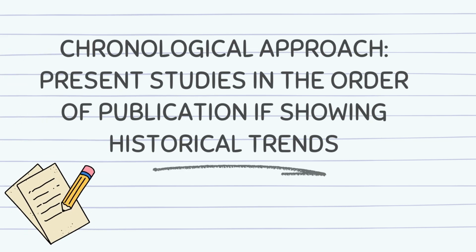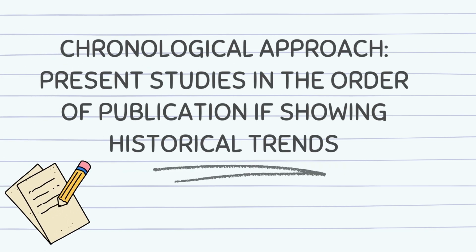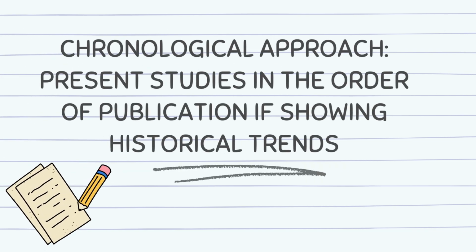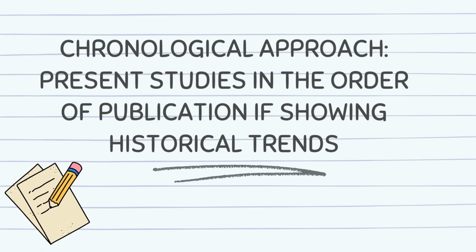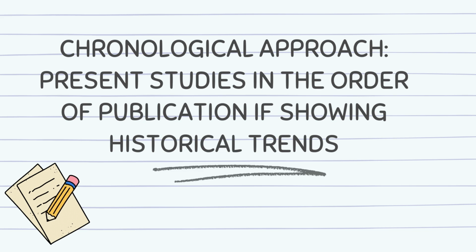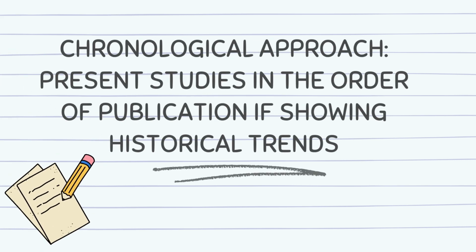One of the key advantages of using a chronological approach is that it shows the progression of ideas. By presenting studies in the order they were published, researchers can illustrate how earlier works influenced later ones. For example, in research on climate change policies, an early study from the 1980s might have discussed initial concerns about global warming, while later studies in the 2000s could explore the implementation of international agreements like the Kyoto Protocol and the Paris Agreement.